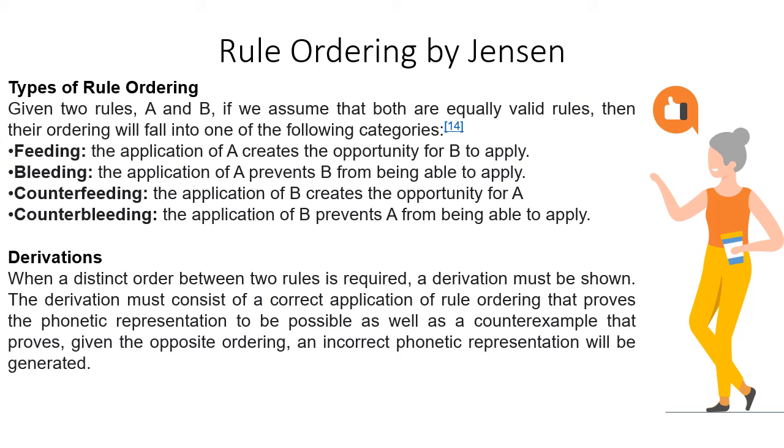And the last one is derivations. When a distinct order between two rules is required, a derivation must be shown. The derivation must consist of a correct application of rule ordering that proves the phonetic representation to be possible, as well as a counterexample that proves, given the opposite ordering, an incorrect phonetic representation will be generated. So yeah, that's all for our topic.